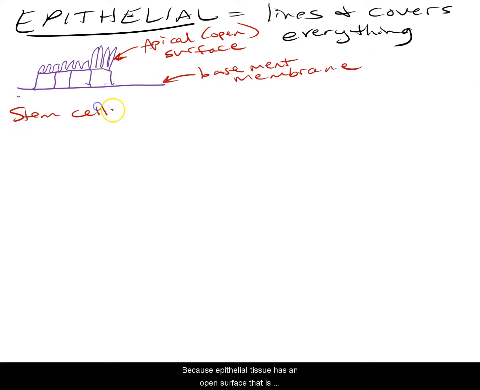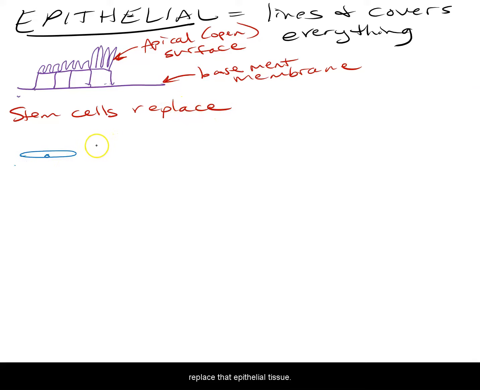Because epithelial tissue has an open surface that is constantly being abraded, we need stem cells to continually replace that epithelial tissue. Now, there are lots of different types of epithelial tissue. Epithelial tissue is categorized based on the number of layers and the shape of those cells. We are not going to be able to fit all the different kinds here, so we're going to focus on some of the most common ones in the body for this summary sheet.